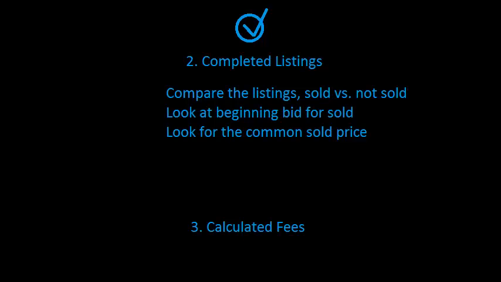Now let's take a look at the completed listings. Compare the listings sold versus not sold, look at the beginning bid for sold, and look for the common sold price. Anyone can list on eBay, and they can give whatever price they want. But the important thing is, what are things actually being sold for? So let's go ahead and take a look at our search results again.